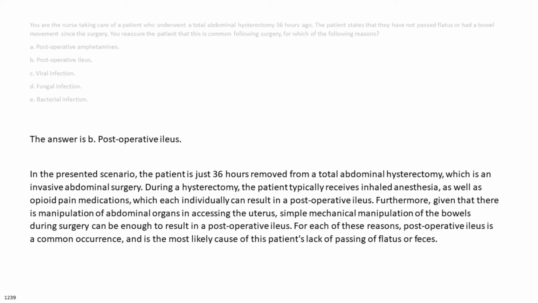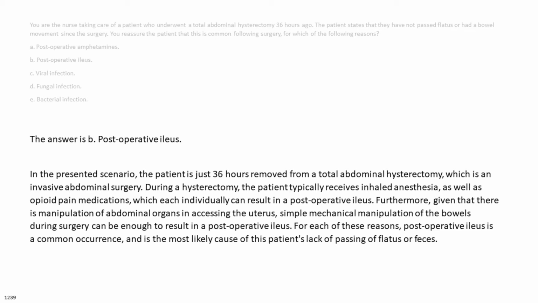The answer is B. Postoperative ILS. In the presented scenario, the patient is just 36 hours removed from a total abdominal hysterectomy, which is an invasive abdominal surgery. During a hysterectomy, the patient typically receives inhaled anesthesia, as well as opioid pain medications, which each individually can result in a postoperative ILS.